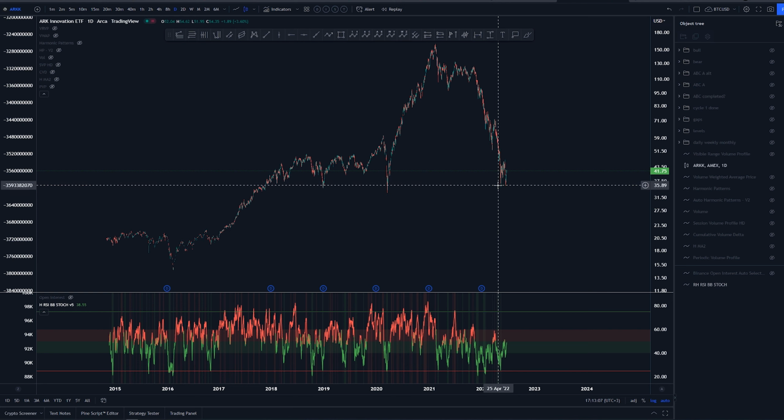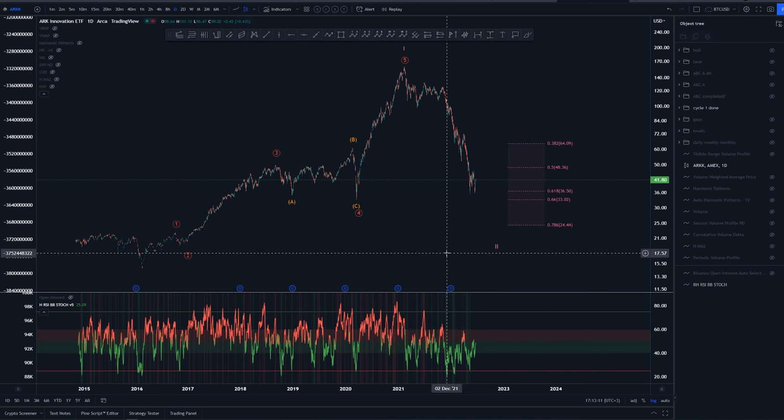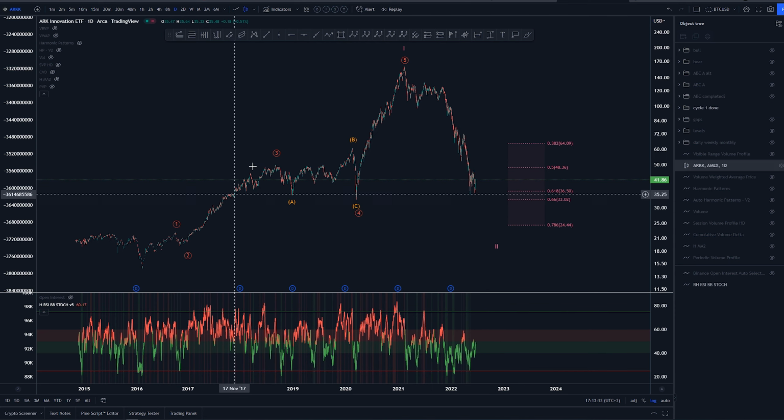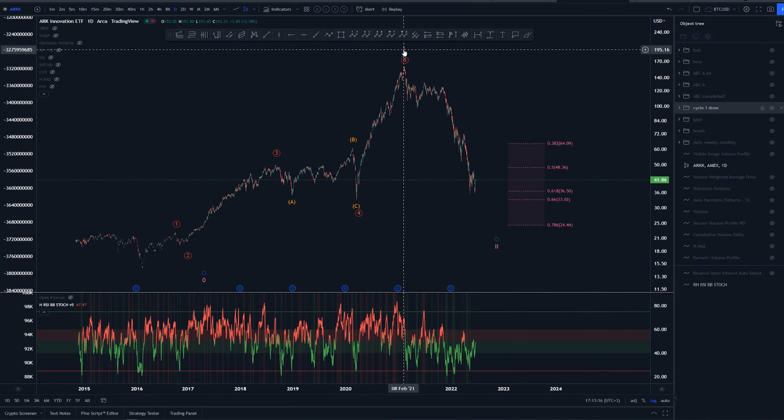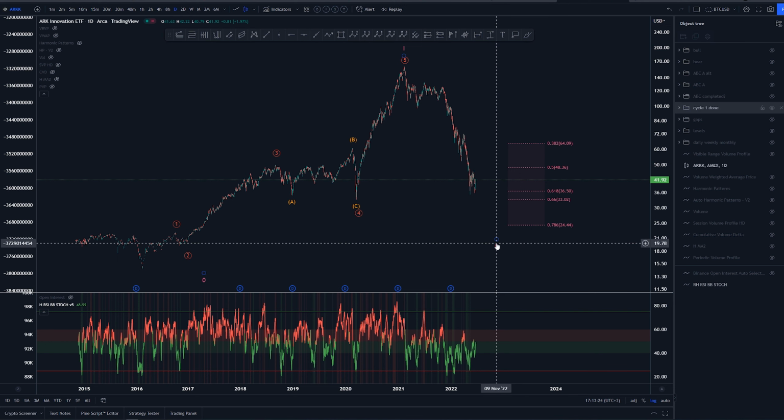Starting on the higher time frame here, we've covered this before, but let's go through it again. Overall, what I have here is 1, 2, 3, 4 and 5 into cycle 1. Now currently on logarithmic scale we came back down to this golden pocket, which is a very typical area to look for the wave 2 to end.